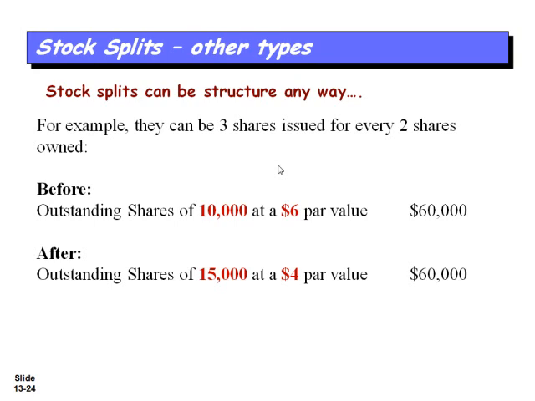Stock splits can be structured in different ways. Some companies will issue 3 shares for every 2 shares of stock. So you might have 10,000 shares at $6 par value, and if you do a 3-for-2 stock split, afterwards it would be 15,000 shares at $4 par value. The important thing is 10,000 times 6 is 60,000, and then after the split you want to make sure it adds up to the balance in the common stock account.